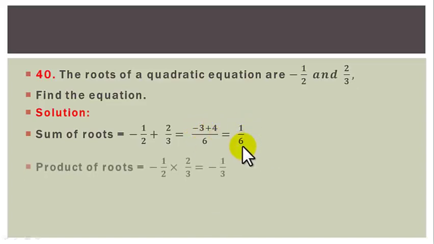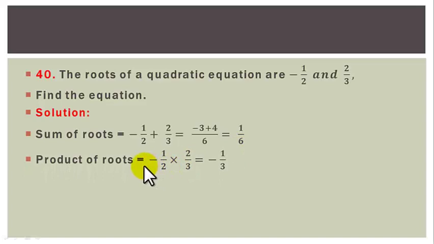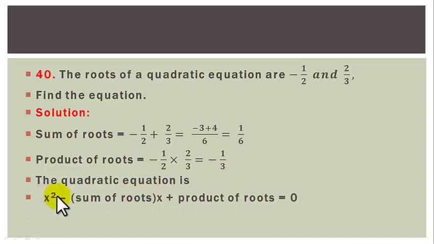Also, find the product of the roots. The product of the roots is -1/2 times 2/3. These 2 will cancel these 2 to give us -1 all over 3. So therefore, the quadratic equation is given as x squared minus the sum of roots times x, plus the product of roots, equal to 0.